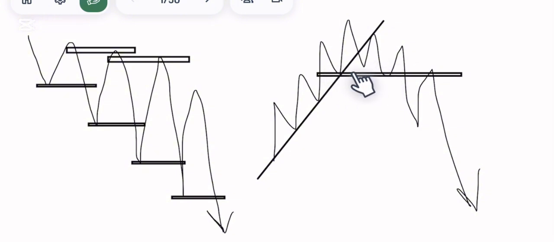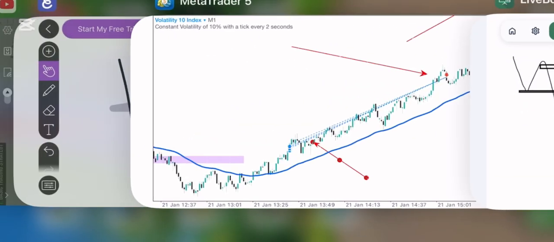Wait for price to also come back and break that support that it created, or resistance as the case may be. In this case, it's support. So wait for price to break the support, let it break it, and wait for a retest. When price goes to retest it, then you can now sell. All right, that is it.